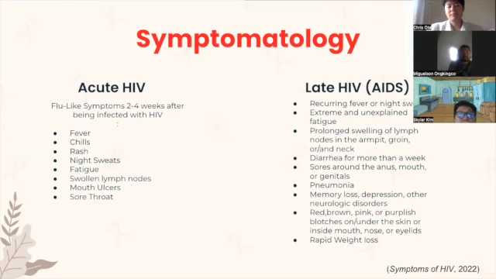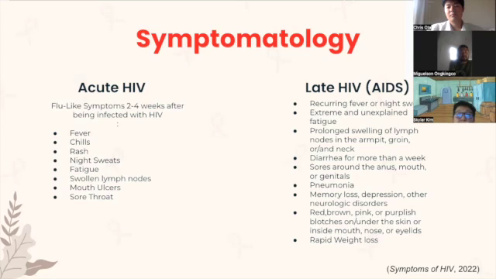For this slide, it's going to be talking about the symptoms, as I said before. For acute HIV, I said that it was flu-like symptoms. So you'll see fever, chills, rash, night sweats, fatigue, swollen lymph nodes, mouth ulcers, and sore throat as common symptoms.